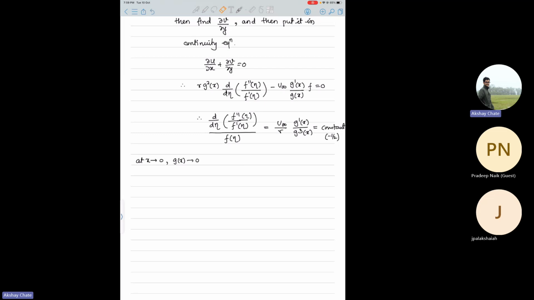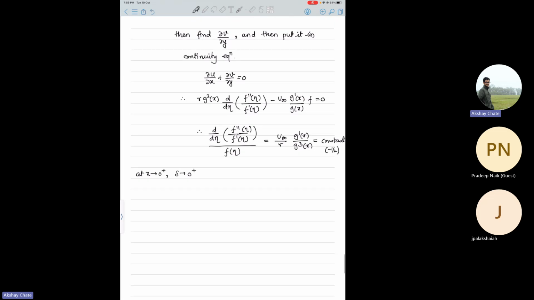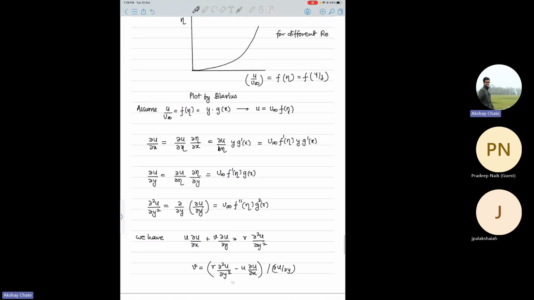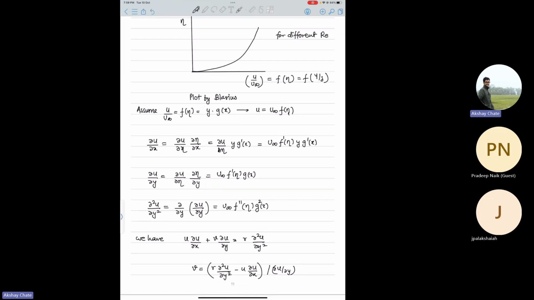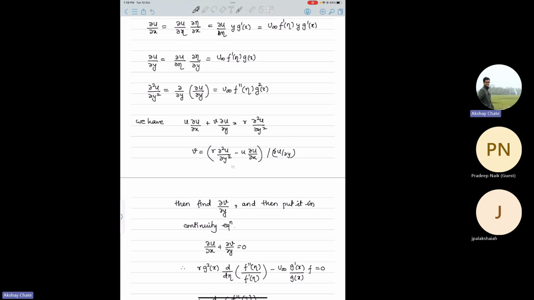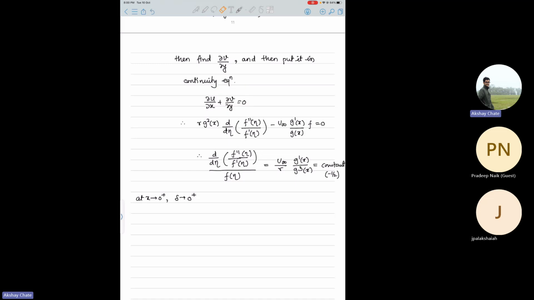Yeah, so at x equal to 0, one second, at a slightly positive value of 0, your boundary layer approaches 0, and therefore, see here, this y by delta, so when your delta goes to 0, your y by delta goes to infinity. Maybe I'll solve this equation, then only it will become clear, otherwise it's confusing.